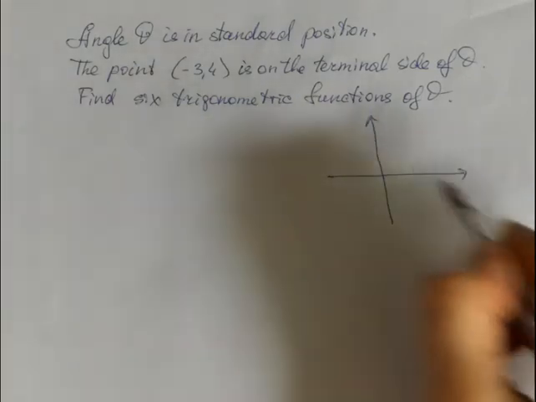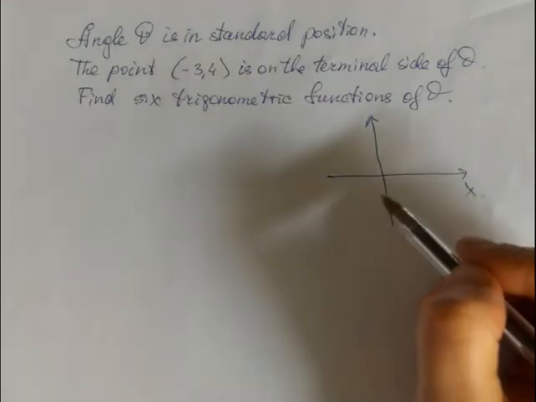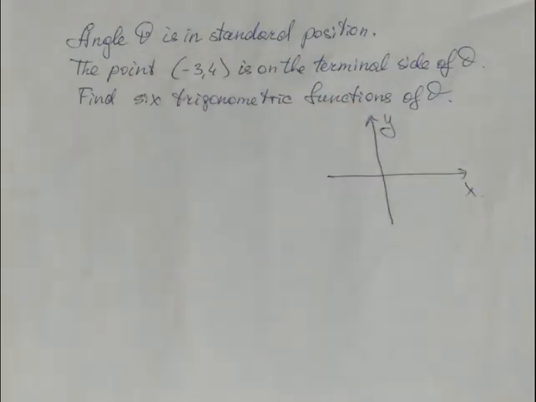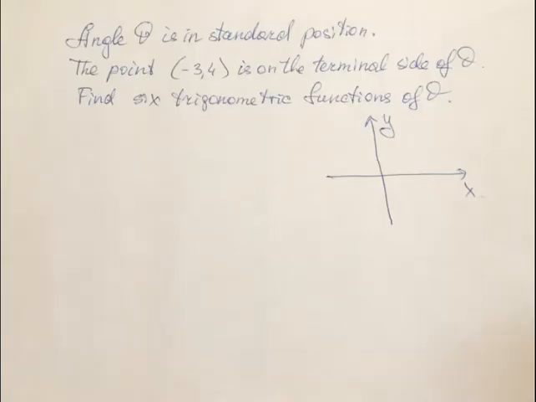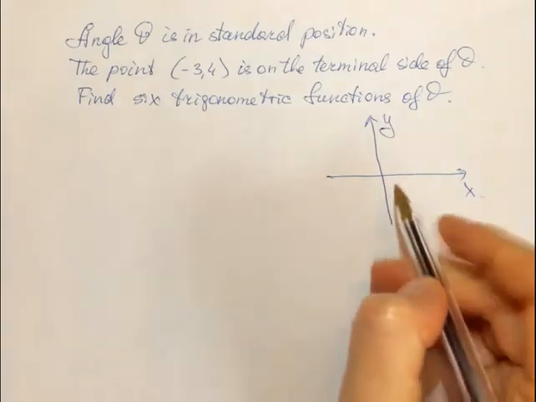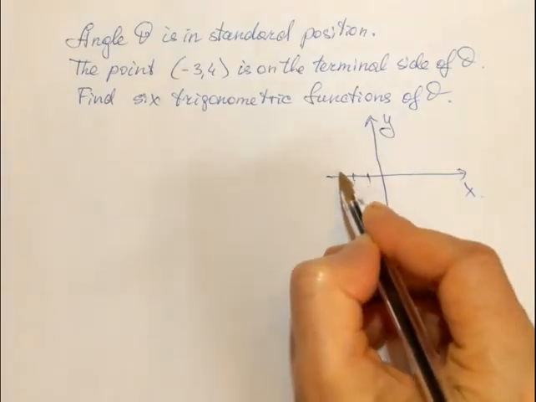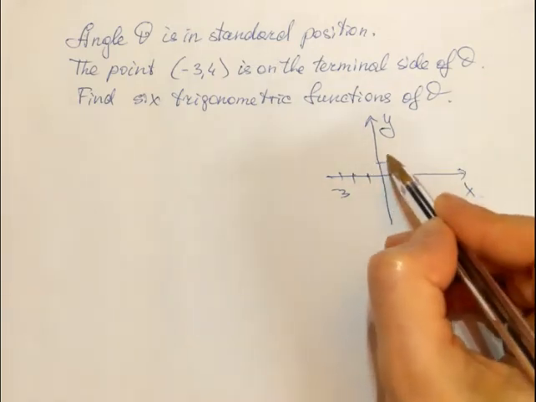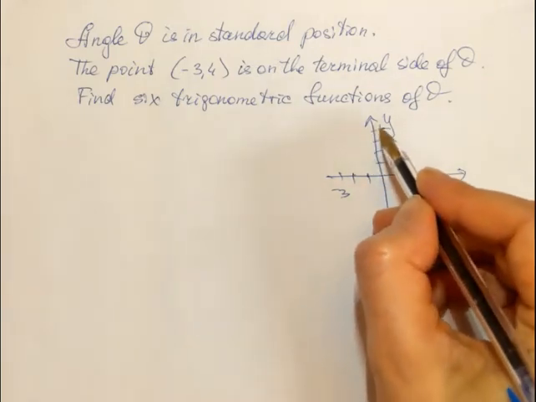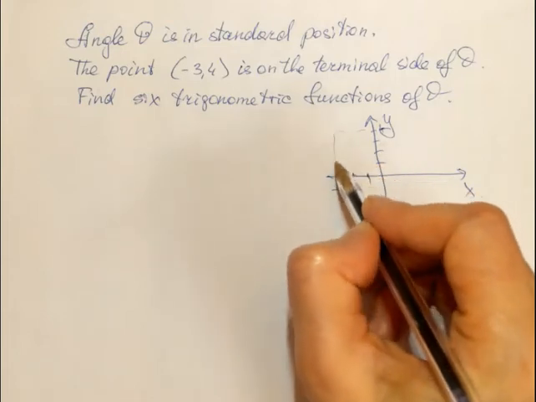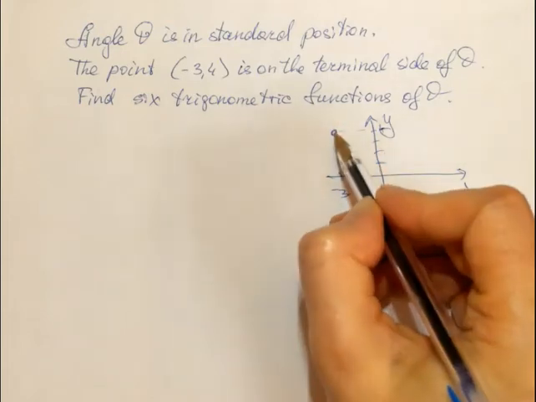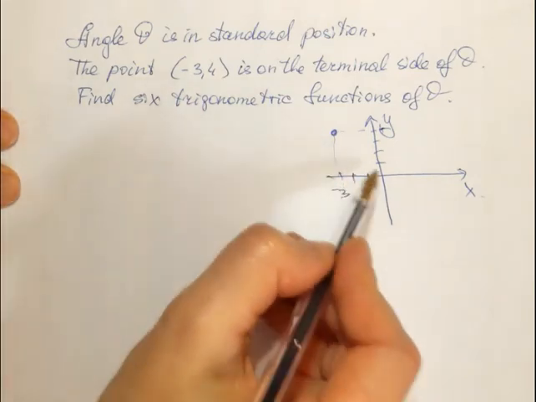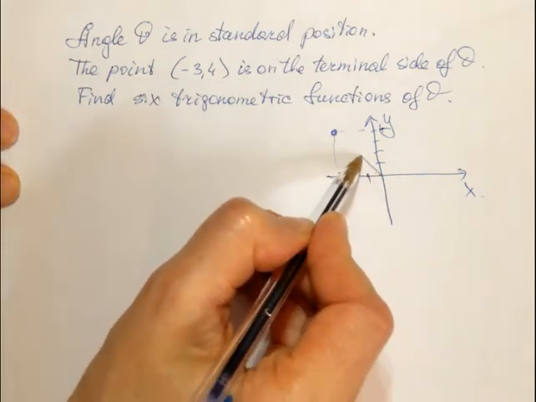-3, 4. So this is the x-axis of the Cartesian system. This is the y-axis of the Cartesian system. -3 is the x-coordinate, so this is on the x-axis, -3, and 4 is the y-coordinate, 1, 2, 3, 4. So they correspond to this point. So this point must lie on the terminal side of angle theta.